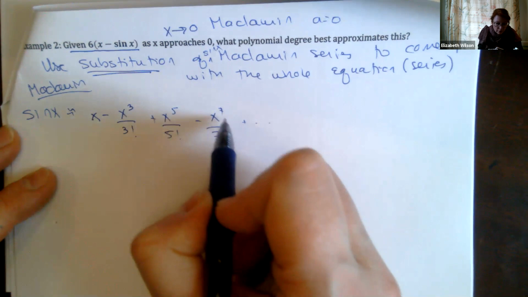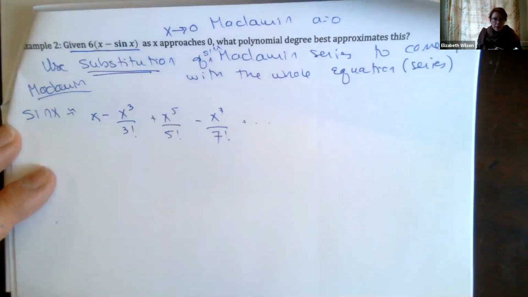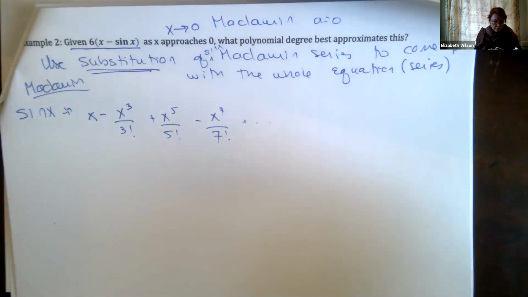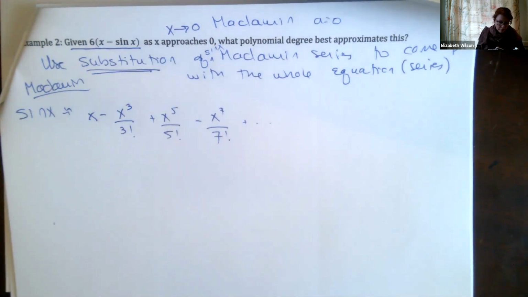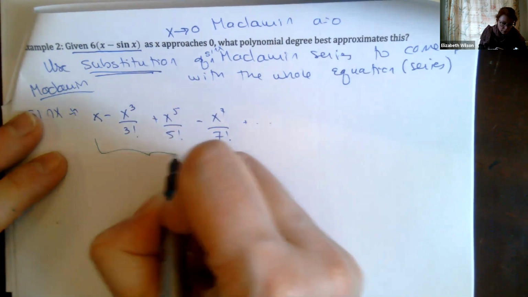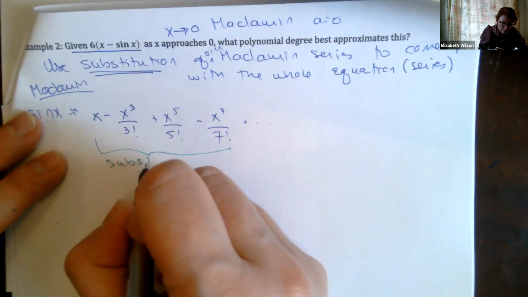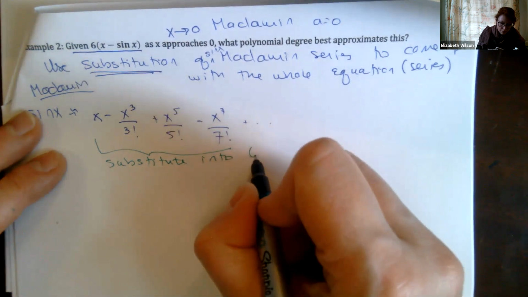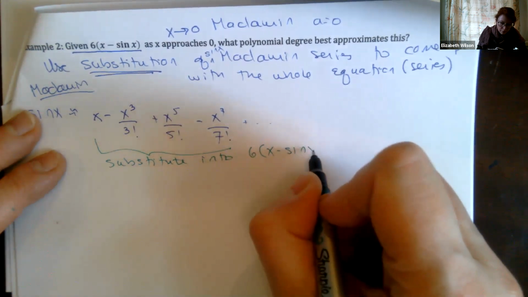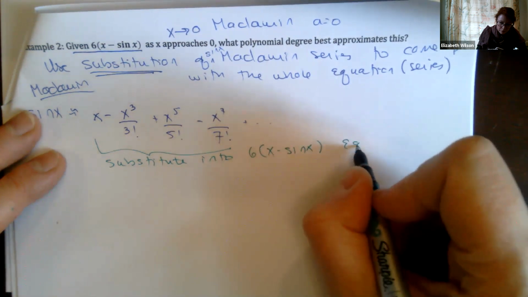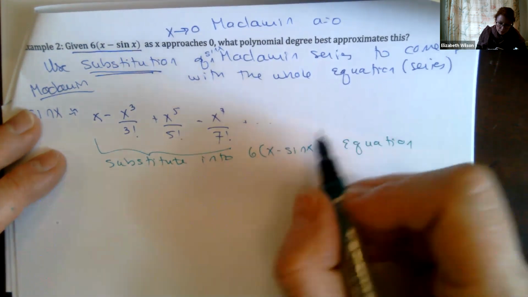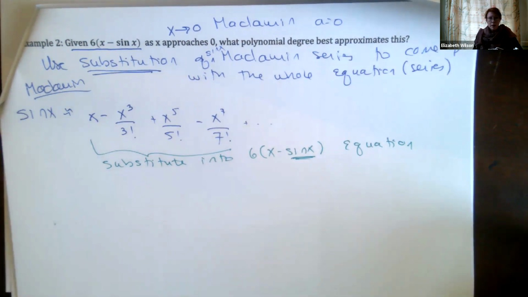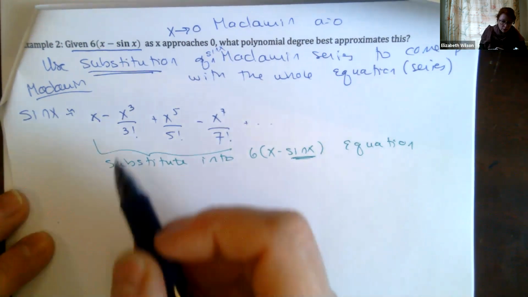This here, I'm going to substitute in for sine of x in that equation. So I'm going to take this and substitute it into the sine of x equation. Where I see my sine of x, I'm going to substitute in my Maclaurin series. All right, so let's write it out.